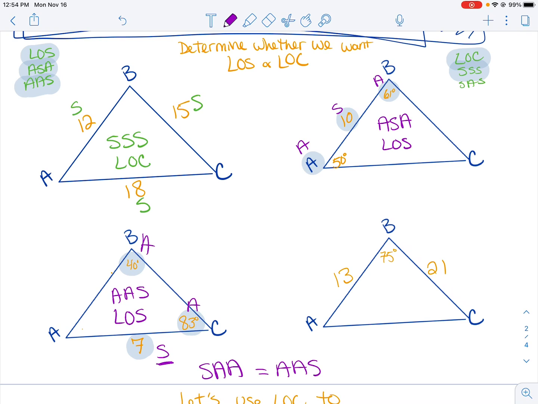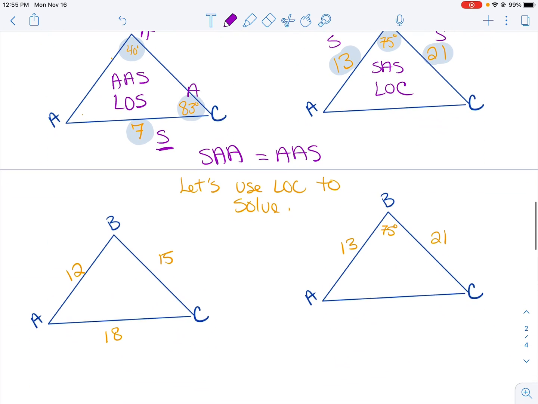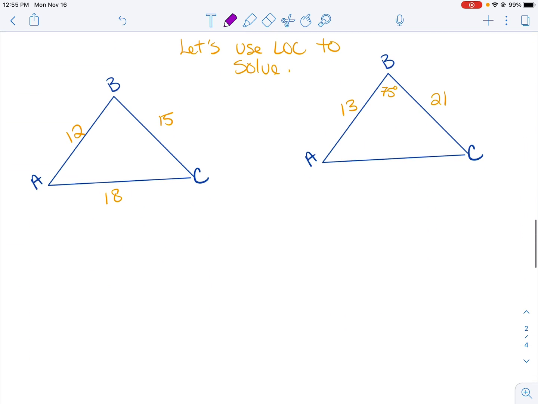And then next, we have a side, an angle, and another side. So side, angle, side tells us to go with law of cosines, okay? So let's go down below and see if we can do that, all right? So we're going to use the law of cosines. These are the two problems from up above. And if we're solving the triangle, remember you want to find all the missing sides and all the missing angles.